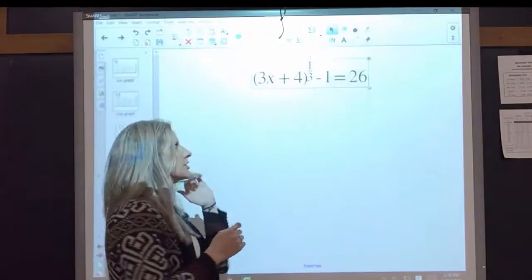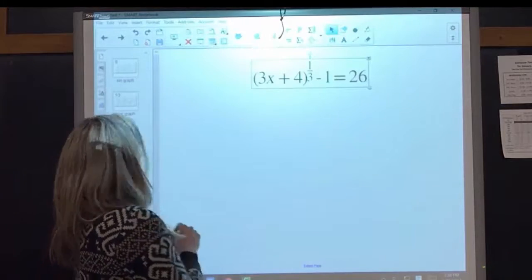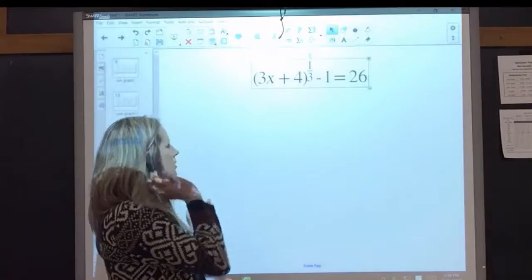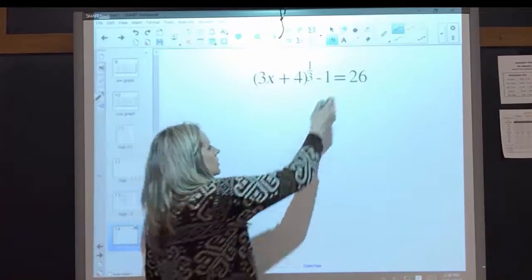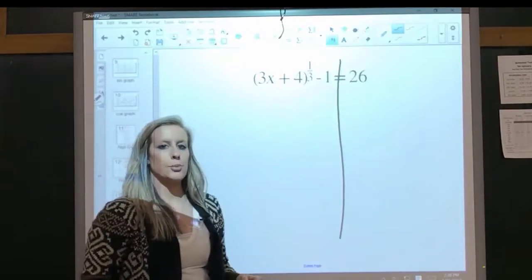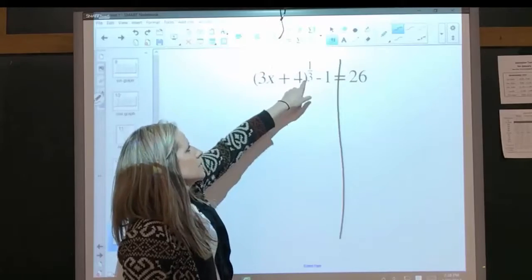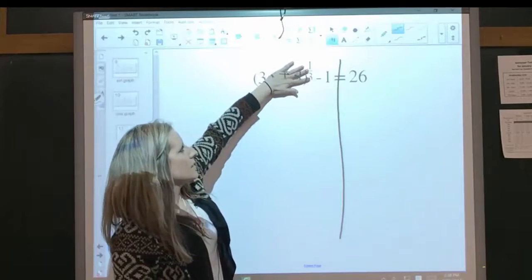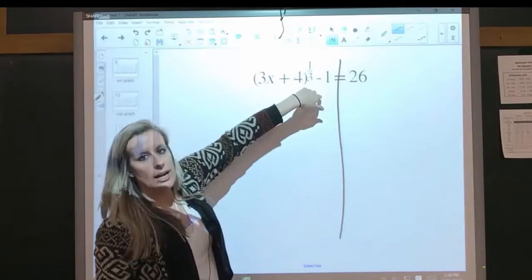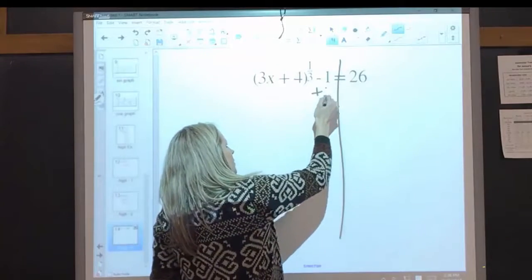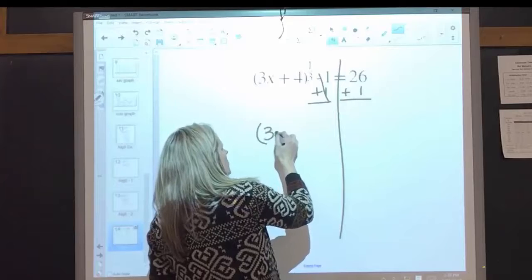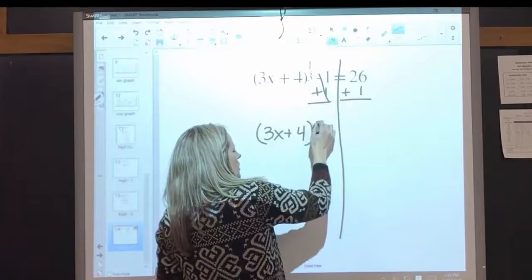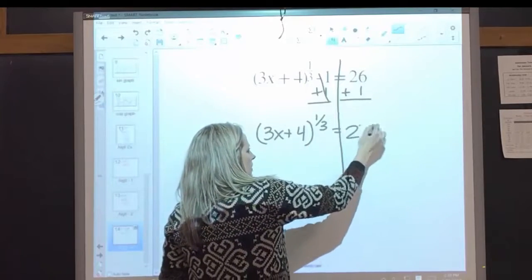Last example I want to do is number 4. Okay, so look at number 4. We want to save our cube root for last. That's everything to that 1/3 power. Save that for last. So the opposite of subtracting 1 is adding 1. So we're going to add 1 to both sides. 3x plus 4 to the 1/3 power equals 27.